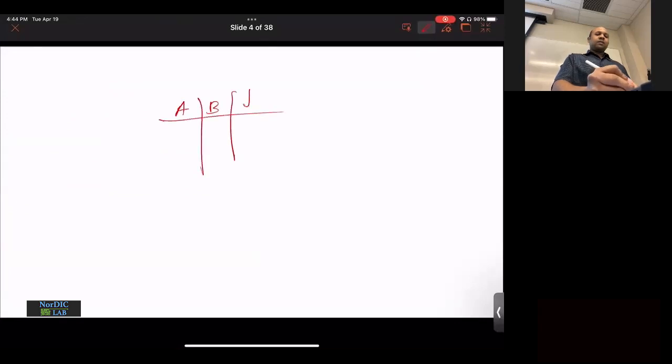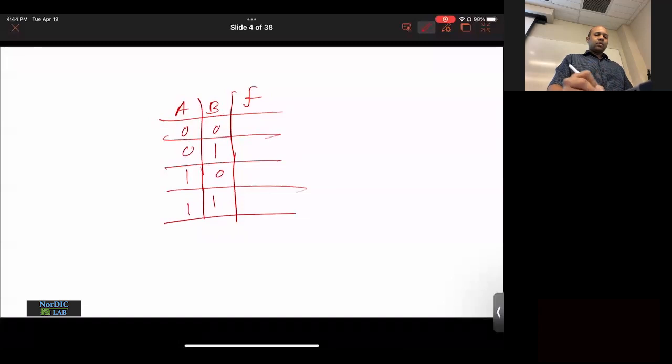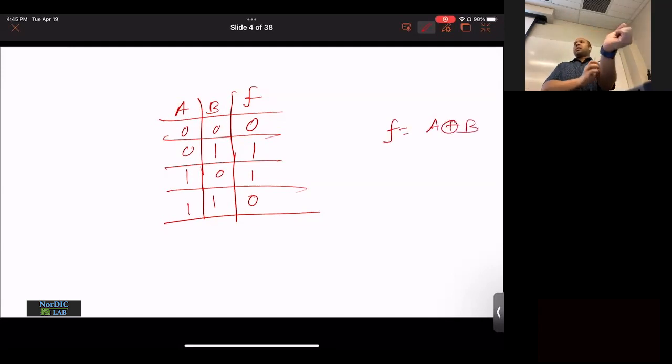A, B: 0, 0, 0, 1, 1, 0, 1, 1. Let's check it out. 0, 0, 1, 1. You know that this is the truth table for an XOR function, right? And XOR is nothing. This expression is XOR, and get used to this. An XOR function is A B bar plus A bar B.